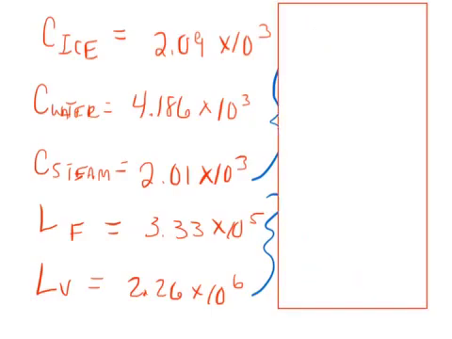Now, let's remember that we went from negative 15 Celsius to 120. So we have to think first. We go from negative 15 to 0 in the form of ice. Then we go through fusion. Then we go from 0 to 100 in the form of water. Then we go through vaporization. And then we go from 100 to 120. So let's take a look at the 5 pieces of this formula we're going to need.